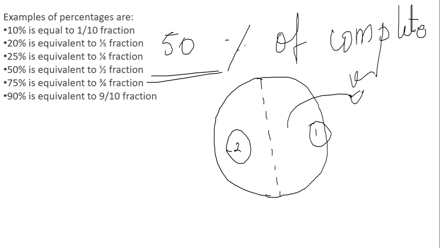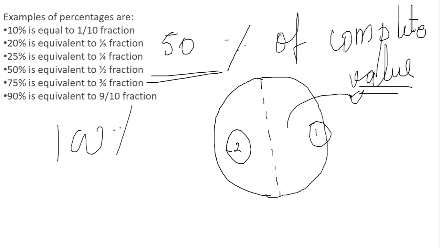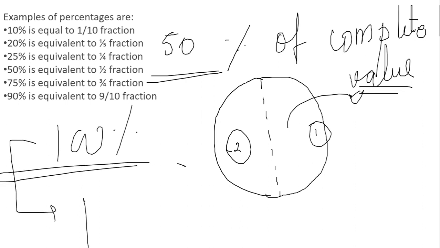So always remember, whether it is a pizza, a chocolate, a sum of money, a property, or any given value, it is always considered to be 100%. And that 100% needs to be divided or distributed among different people, if I say it like that.